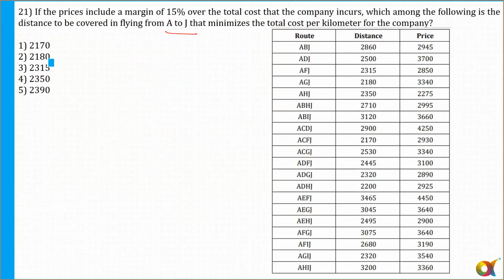Now, question number 21. If the price includes a margin over the 15%, which among the following is the distance to be covered to minimize the cost? So again, the question is to minimize the total cost per kilometer here. So it will remain same, that is AHJ. Yes or no? But here I do not need to find out the cost. In this case, what is the distance traveled? The distance traveled is nothing but option number 4, 2350. So that is the answer.